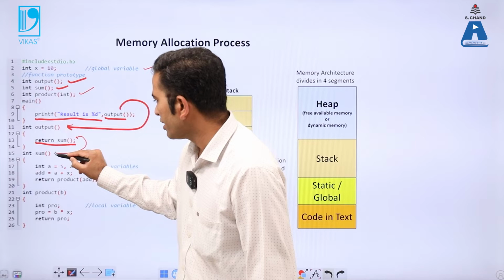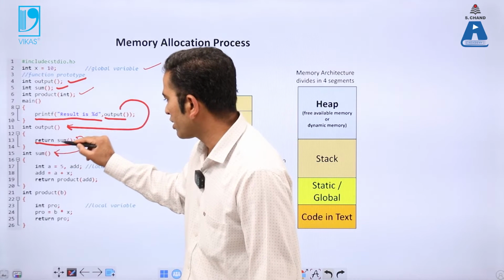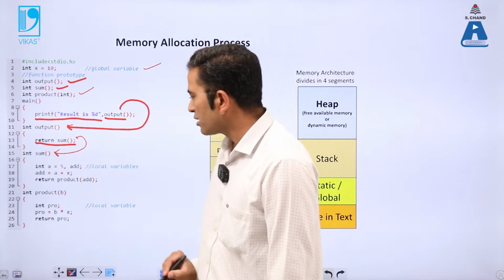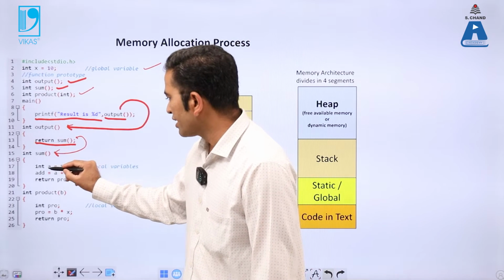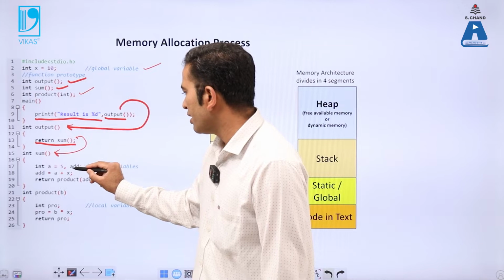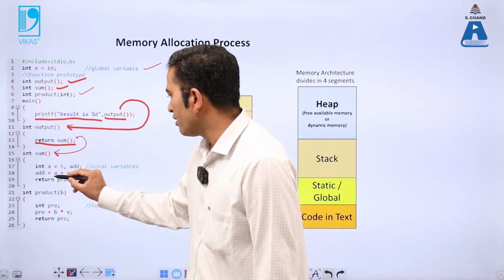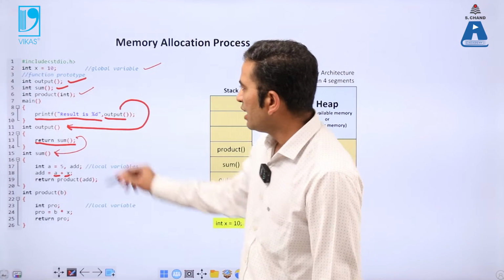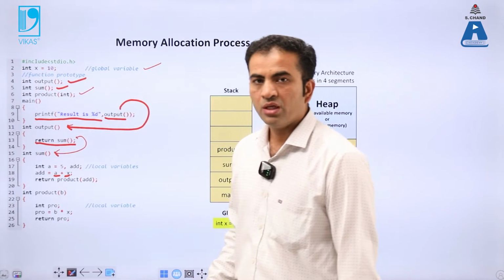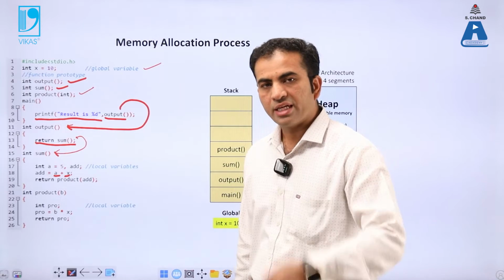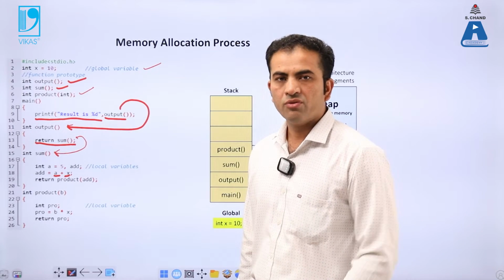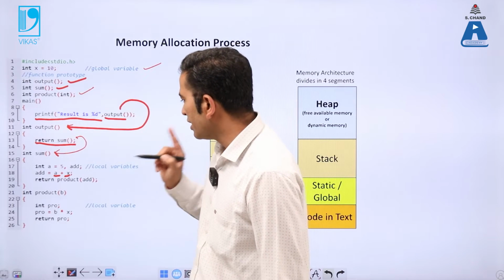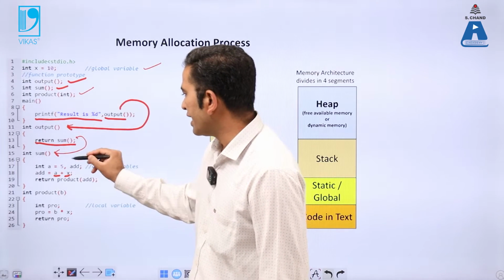The control goes to the function definition of sum, and inside sum we have declared int a equal to 5 and a variable add. So add equal to a plus x. Now what is the value of x here? x is a global variable, and a global variable can be accessed anywhere inside a function. So the value of a is 5 and the value of x is 10. So 5 plus 10 is 15.